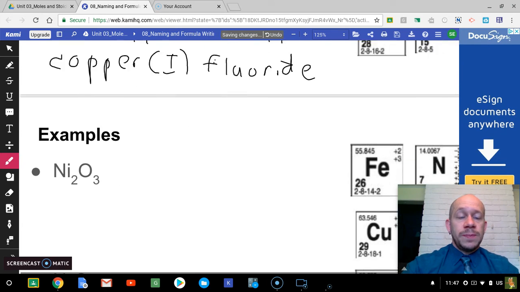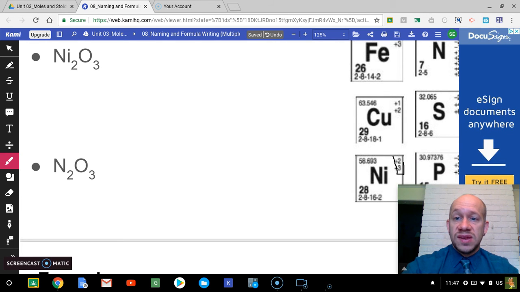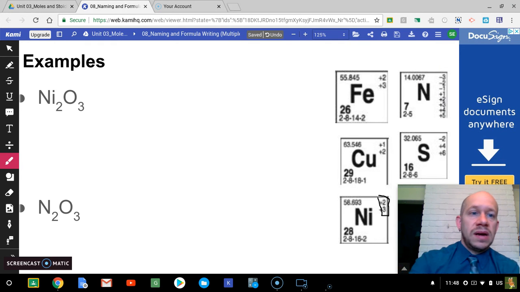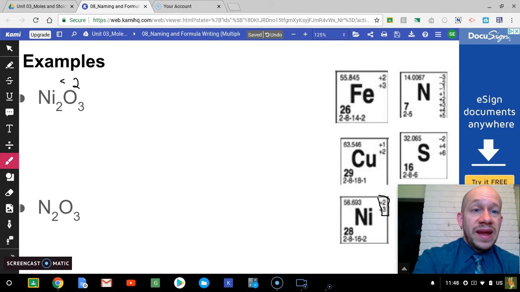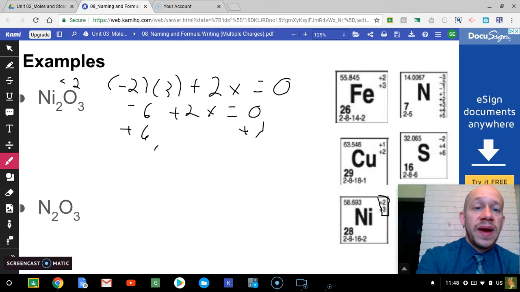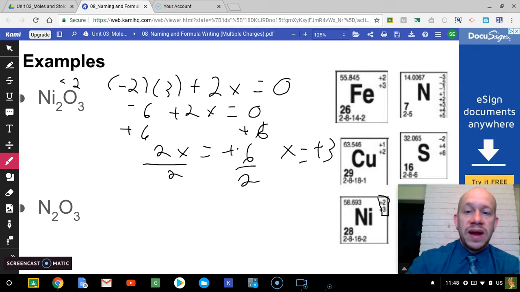Let's try 2 more examples. I have Ni2O3. So as you can see, Ni here has 2 possible oxidation states, +2 and +3. Oxygen, if you look on the reference table, you will find that it has the oxidation state of -2. So now that I have 3 of them, a -2 times 3, plus I have 2 nickels, my x, those added together will equal 0. So -6 plus 2x is equal to 0. Add 6 to both sides. 2x is equal to plus 6. Divide by 2. I'm going to get x is equal to a positive 3. Therefore, I have identified this oxidation state as a plus 3.